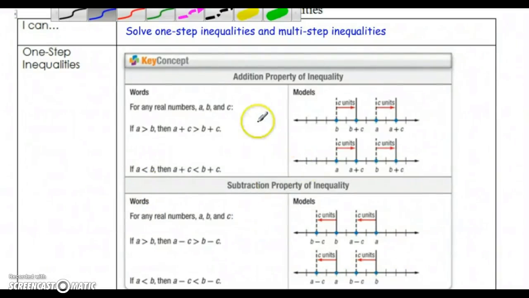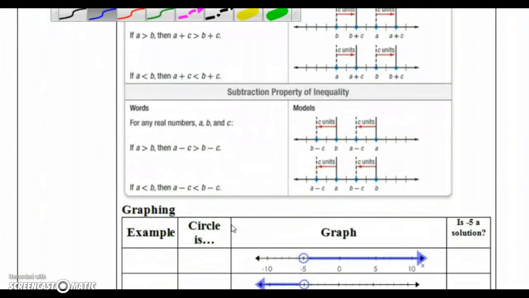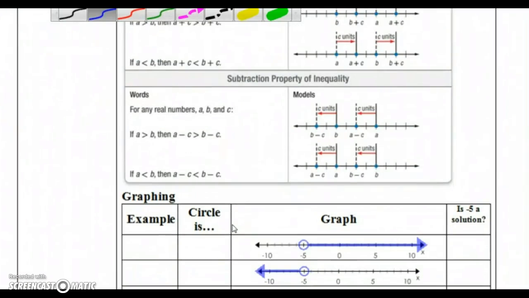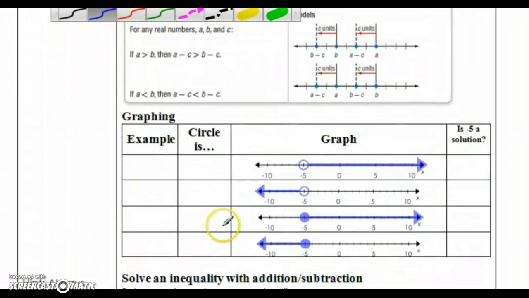is one-step and multi-step. And this all kind of looks crazy looking, but it's really just stating the addition property and the subtraction property, which you've seen before, of adding something to both sides and subtracting something from both sides, just basically solving. So once we look at a couple of examples, it'll seem somewhat familiar to you.